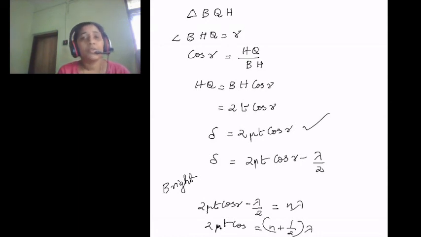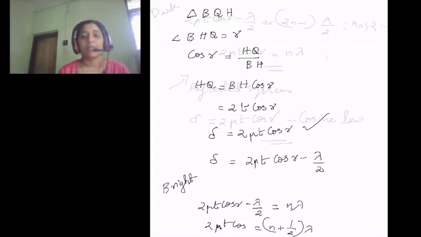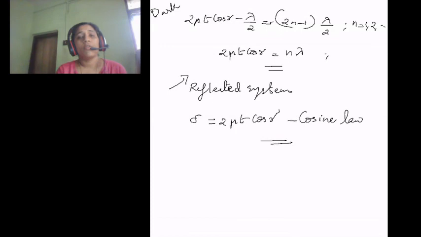Now we have to substitute for the conditions of brightness and darkness. What is the condition for brightness? Yes, delta is equal to 2n lambda by 2, or even multiple of lambda by 2. Thus 2 mu t cos r minus lambda by 2 is equal to n lambda. That is 2 mu t cos r is equal to (n plus half) lambda. Next, what is the condition for darkness?